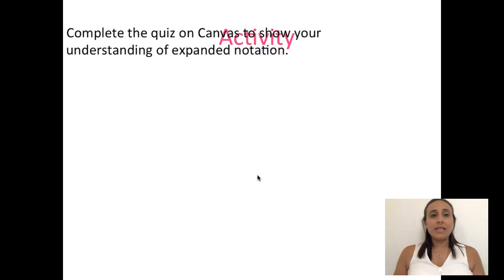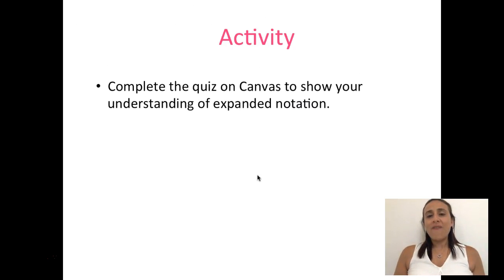Your activity is you need to complete the quiz on Canvas to show your understanding of expanded notation. I can't wait to see how well you do on this quiz. Remember, if you found something difficult, go back, rewind, try again. But also don't forget, I'm always here to come and help you during class time.